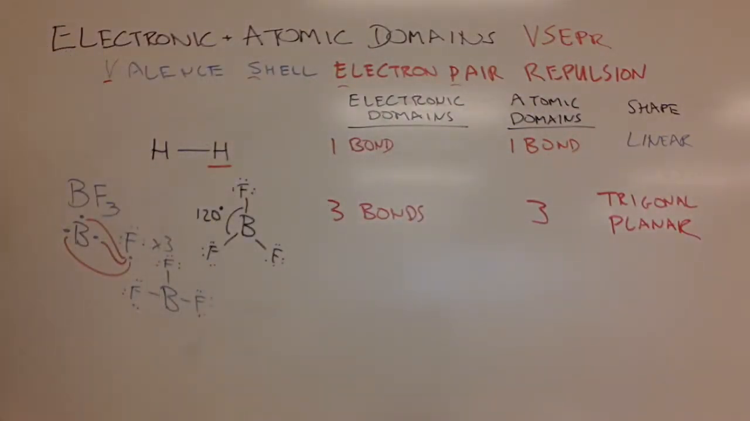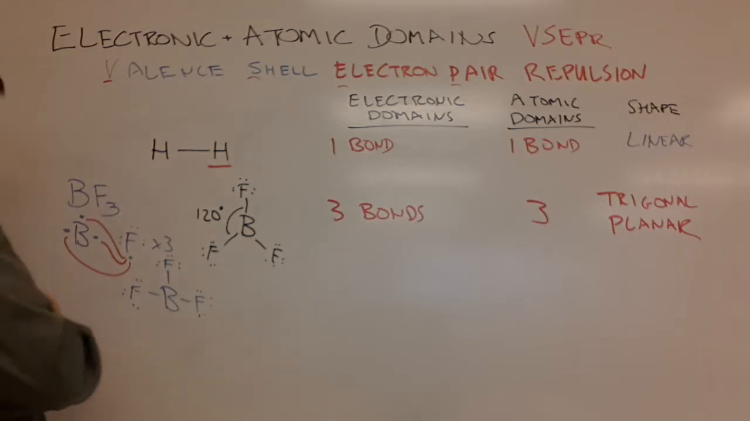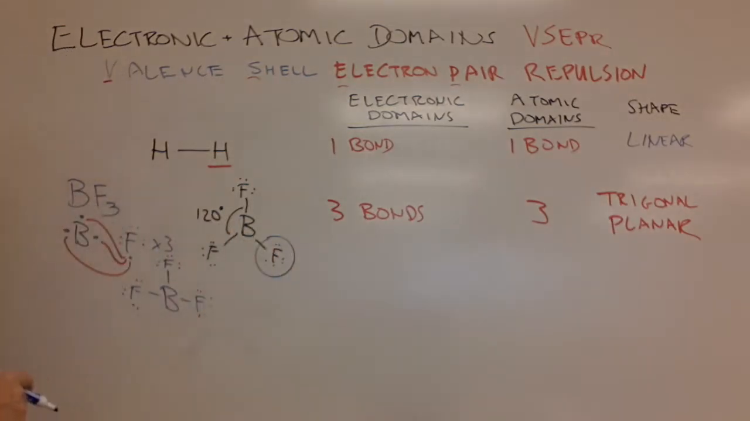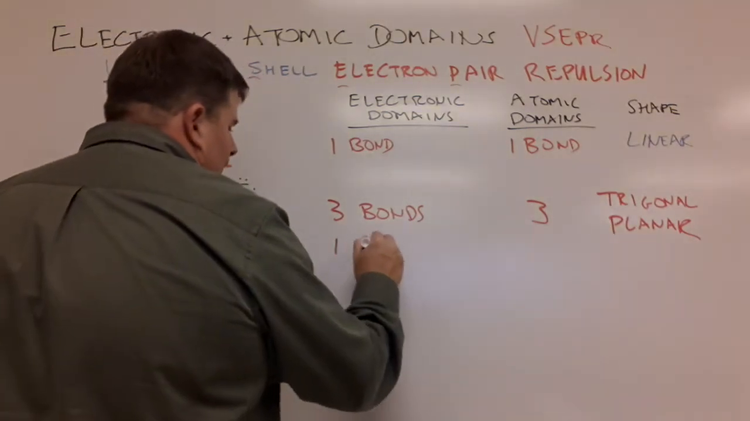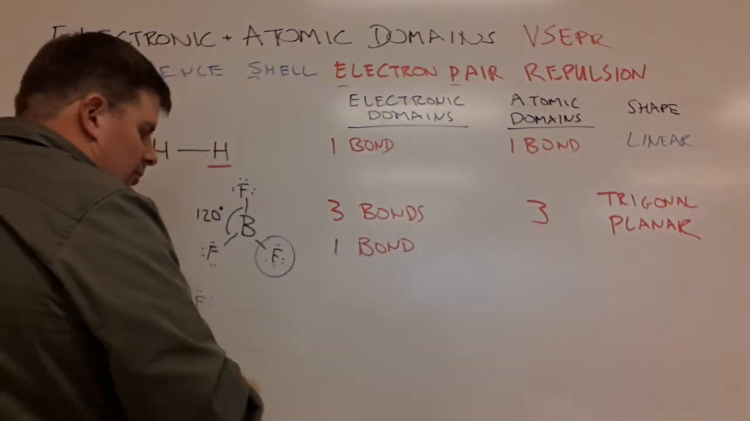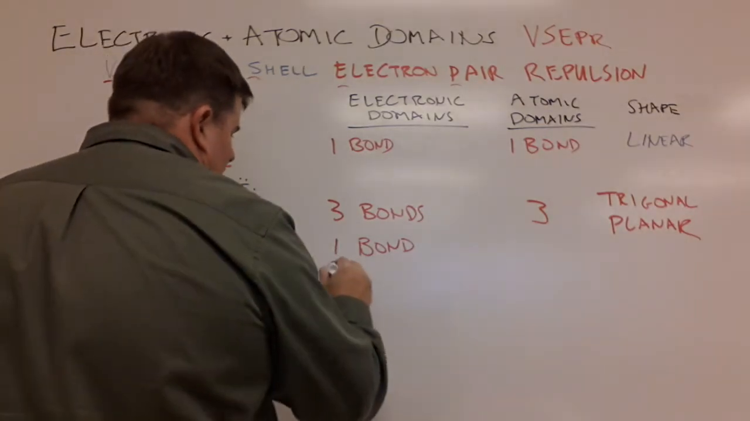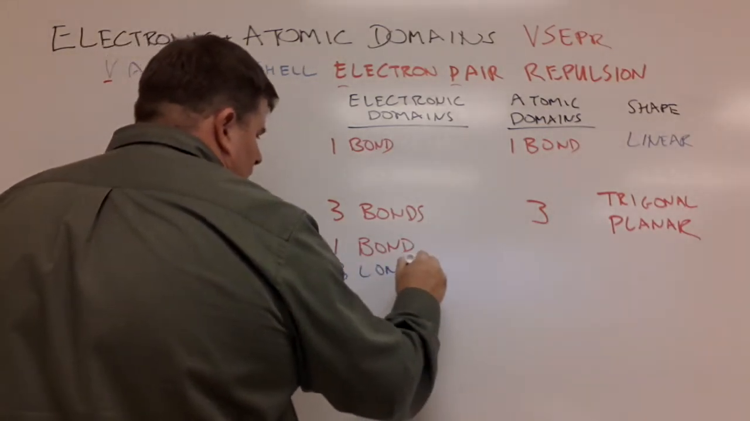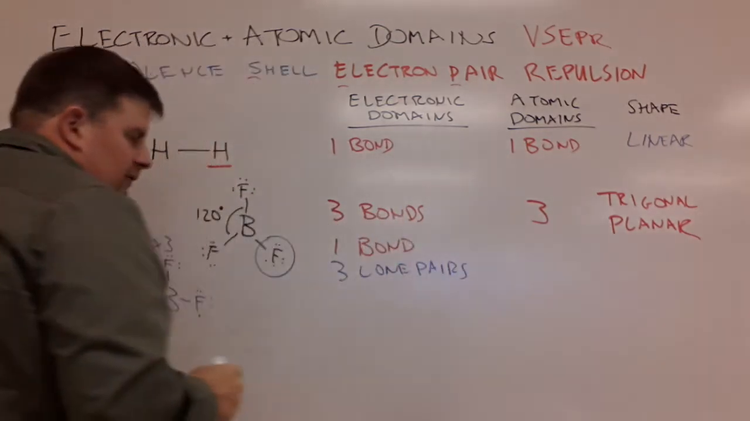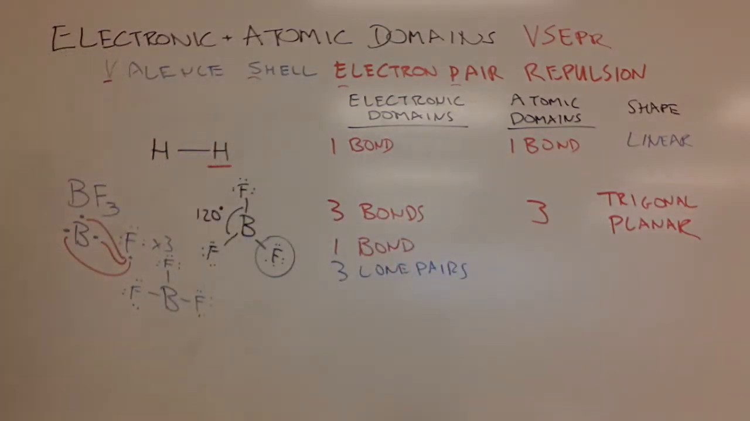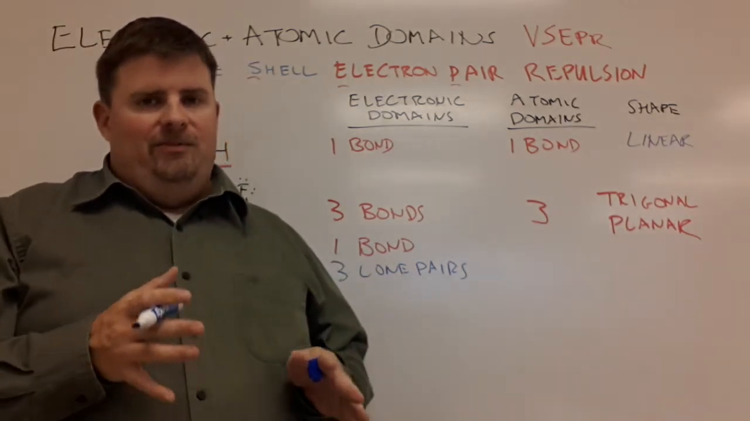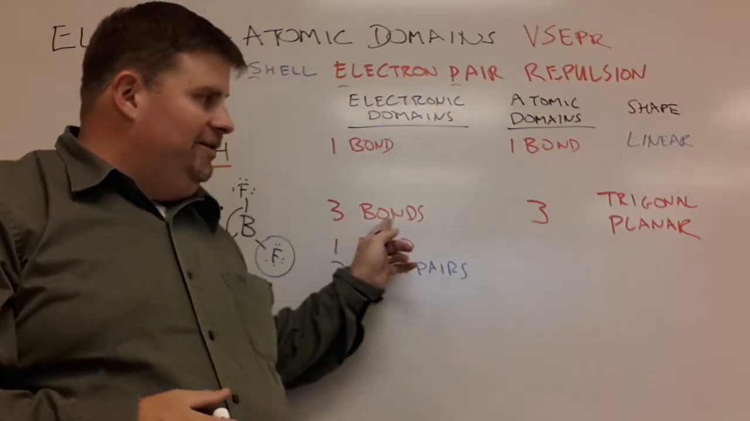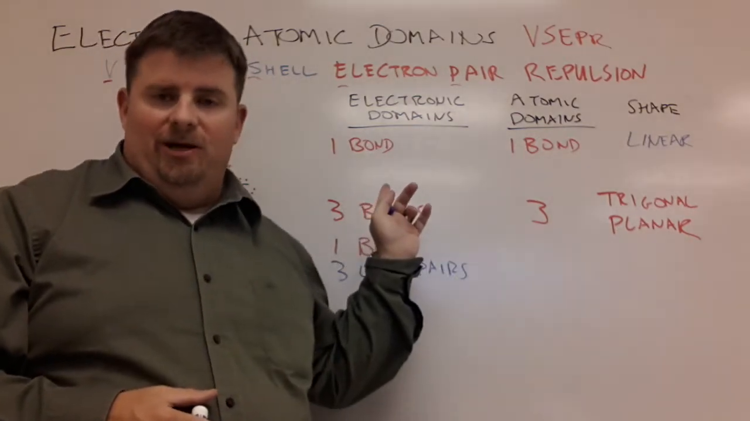Now what I want to do is point out what's happening with the fluorine. If I look at the electronic domains here, I've got 1 bond. But the fluorine also has what? 3 lone pairs. All right. Now there's something important that we have to recognize here. Because I've got 1 bond and 3 lone pairs, I've got a structure that is going to be different than if I've got just 3 bonds and 3 electronic domains.